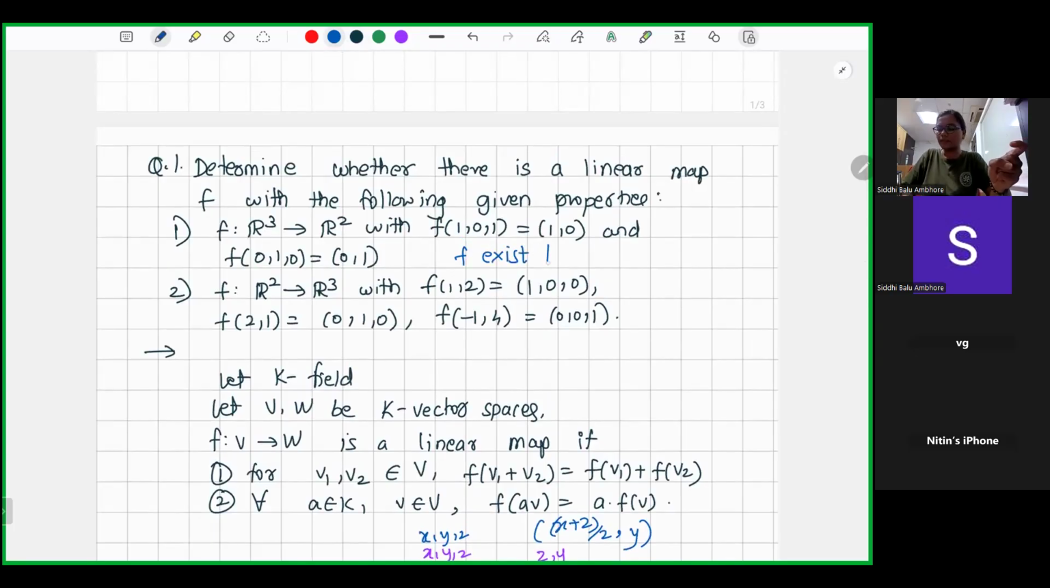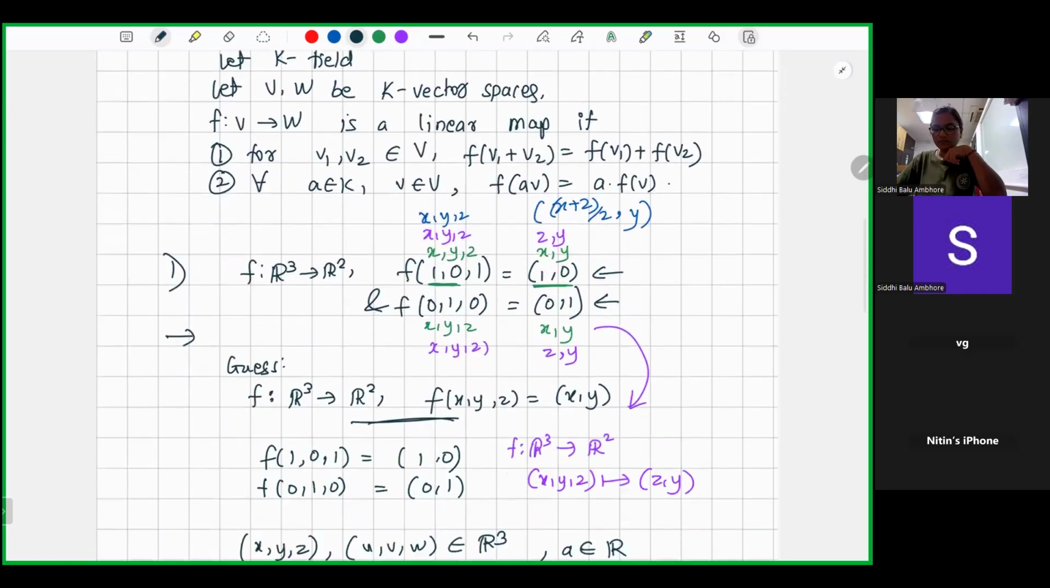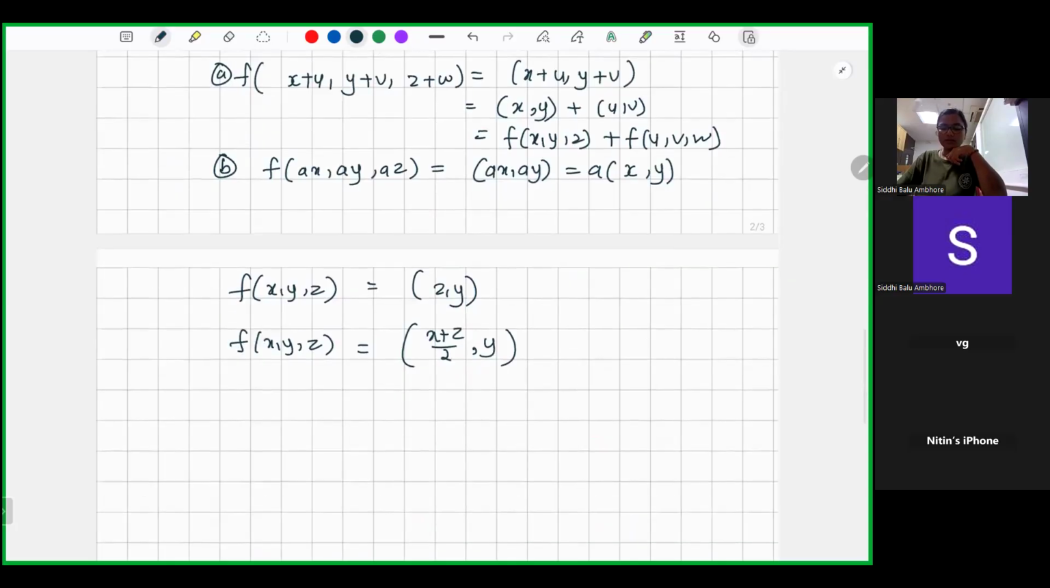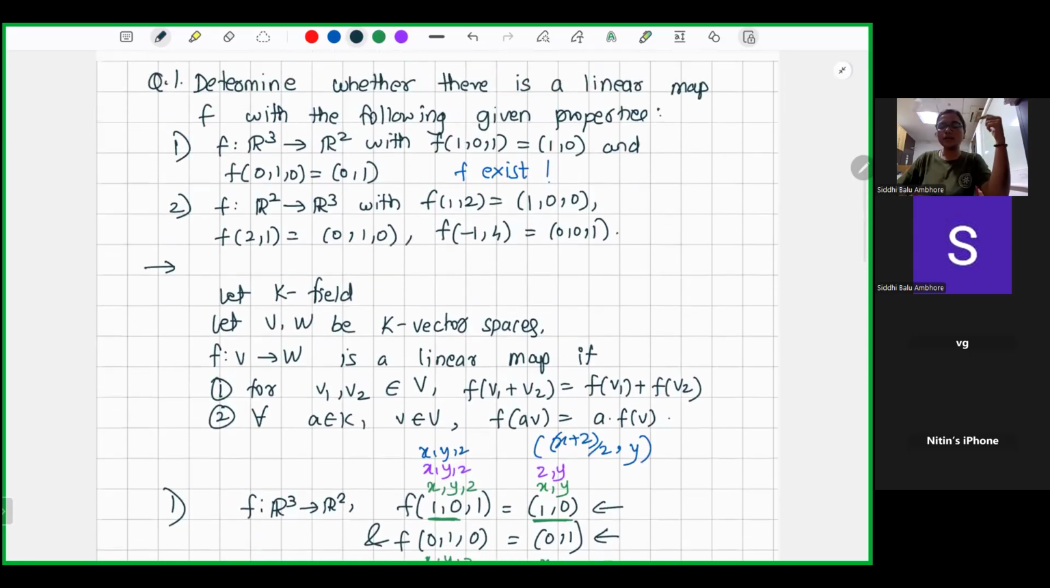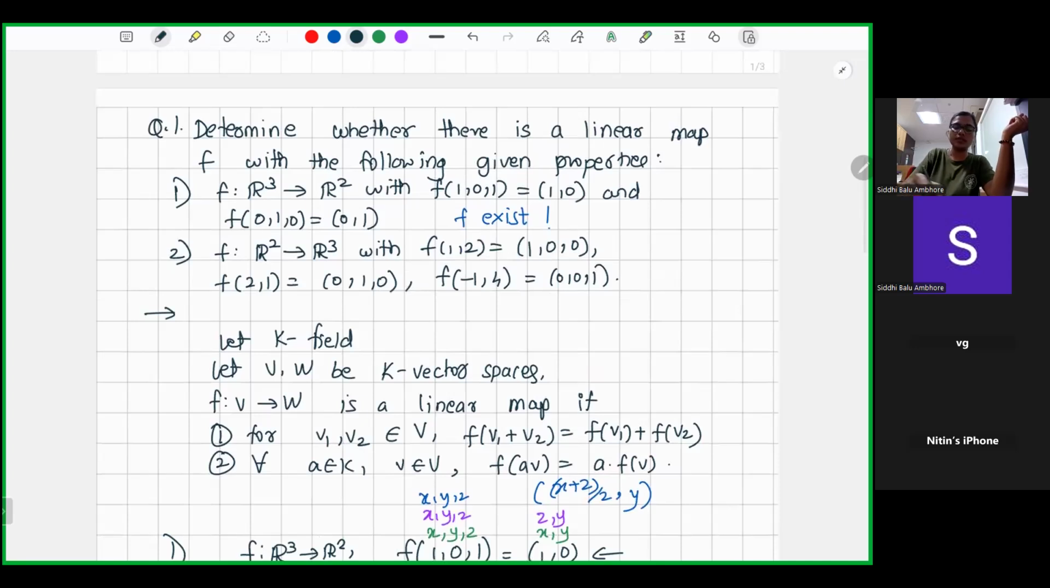Yes, sir. That was my doubt actually. So you explained it now here that f of x comma y comma z can be defined as x y or y z or x z, anything. There can be n number of linear functions, but just to show they are linear, we have to just show it in one way. No, here the question is: determine whether there is a linear map. So we just have to show whether there exists a linear map which satisfies this or not.